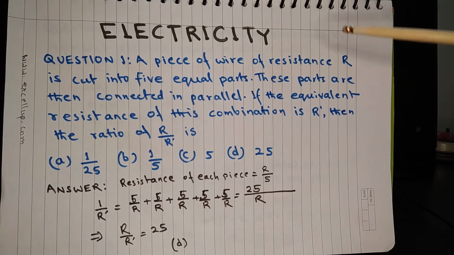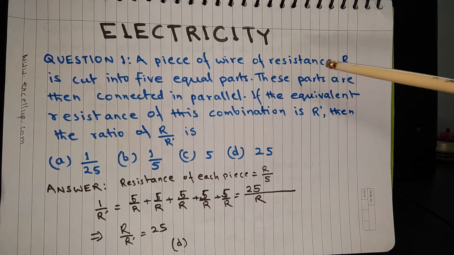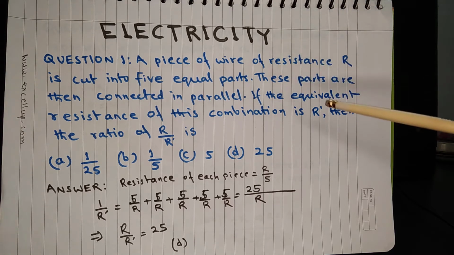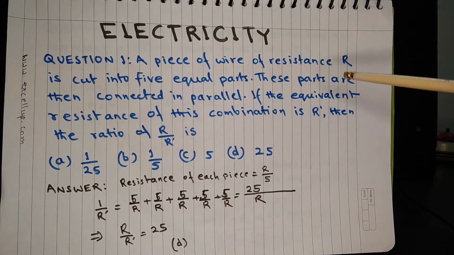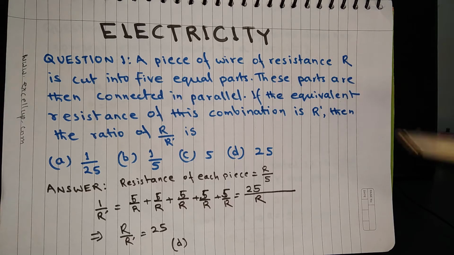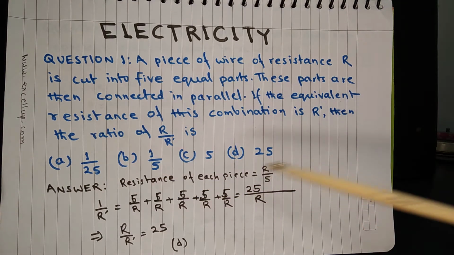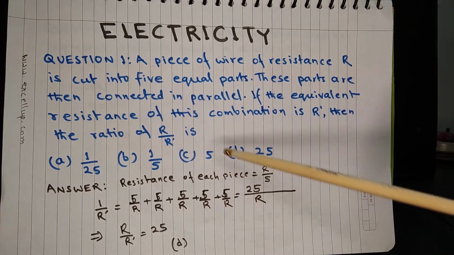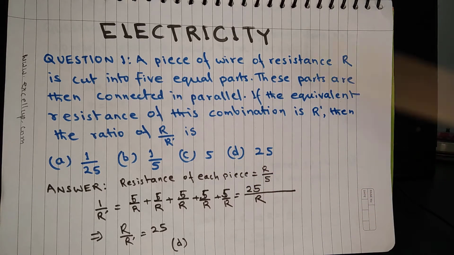A piece of wire of resistance R is cut into 5 equal parts. These parts are then connected in parallel. If the equivalent resistance of this combination is R dash, then the ratio of R upon R dash is, options are A 1 upon 25, B 1 upon 5, C 5 and D 25.